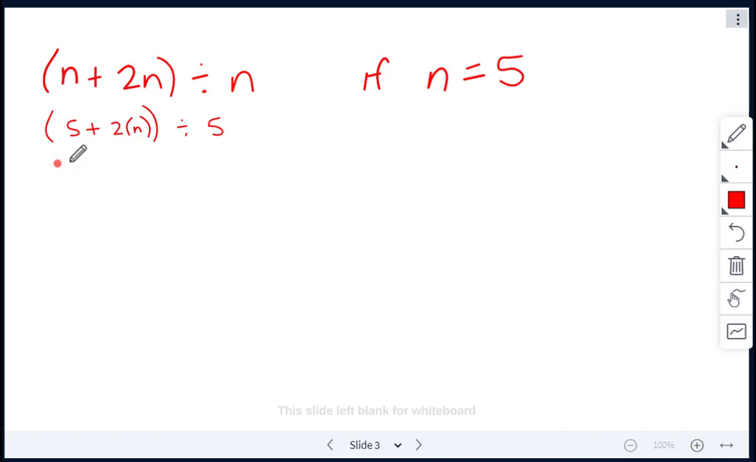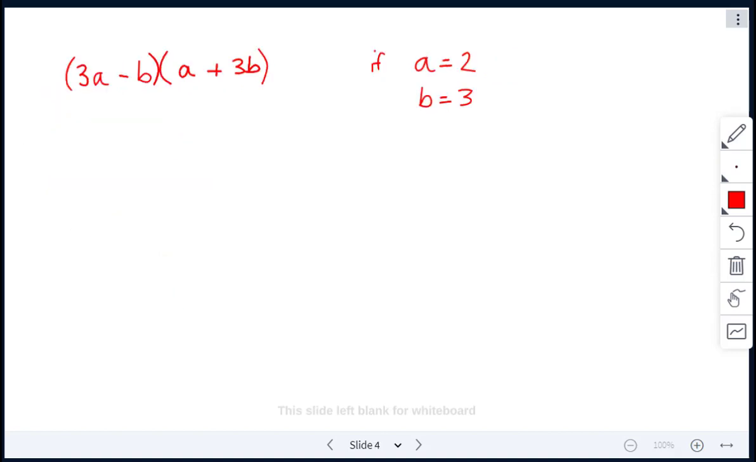All right, so here we end up then with 5. Oops, I didn't put my 5 in here. So here we end up with 5 plus 2 times 5 is 10. And then it's divided by 5. 5 plus 10 is 15. Then divide by 5. And therefore our answer is 3.